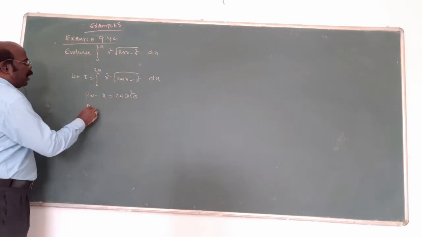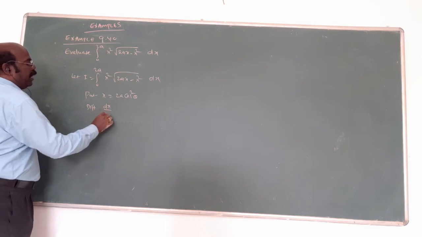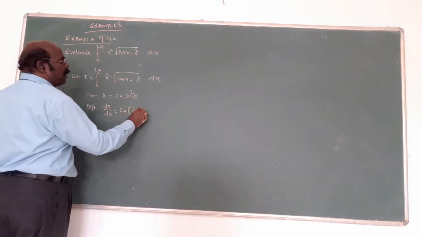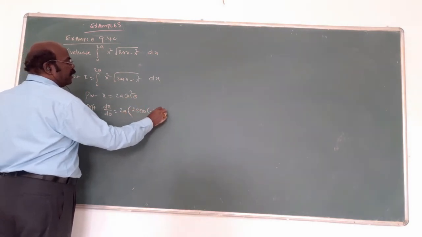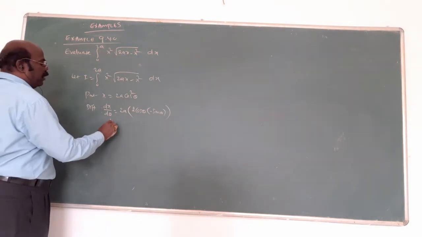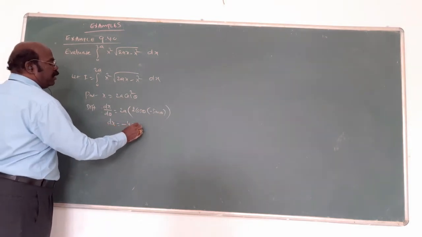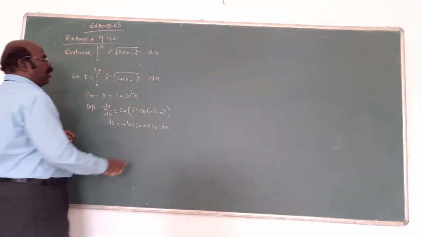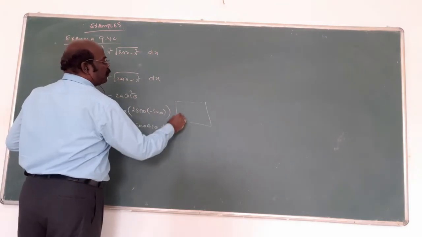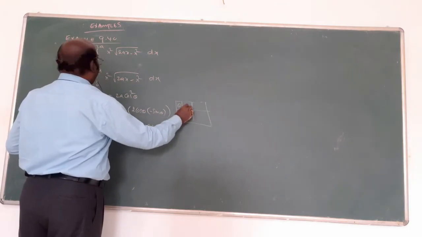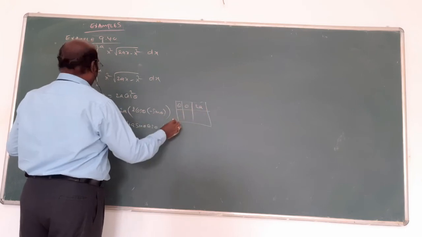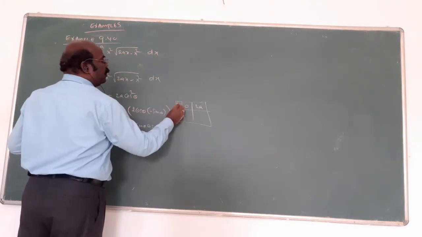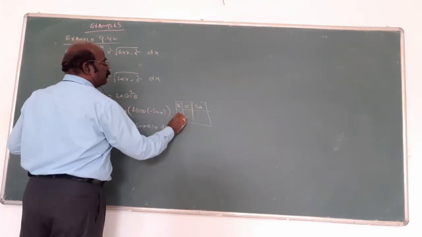Now differentiation: dx by d theta equals 2a, a constant, into the differentiation of cos square theta, which is 2 cos theta into minus sin theta. Now cross multiply: dx equals minus 4a sin theta cos theta d theta. Now you want the new limits also. The x limit is 0 to 2a, and you need the theta limit. Am I right?